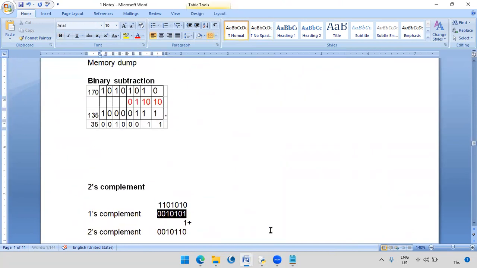Binary subtraction. Okay. This is 170. How is it? 1, 2, 4, 8, 16, 32, 64, 128. So 128 plus, this is not 64, this is 32. You can add. 128 plus 32 is 160. 160 plus 8 is 168.